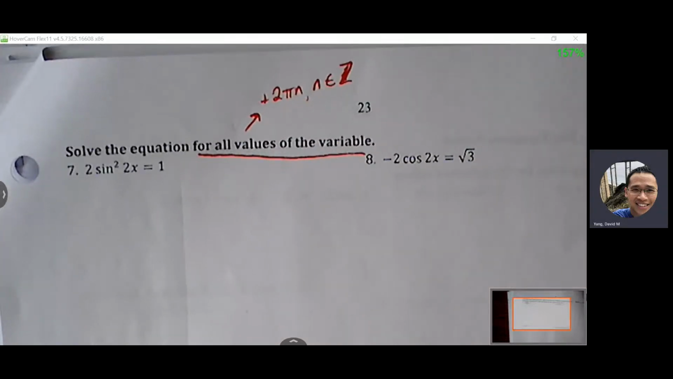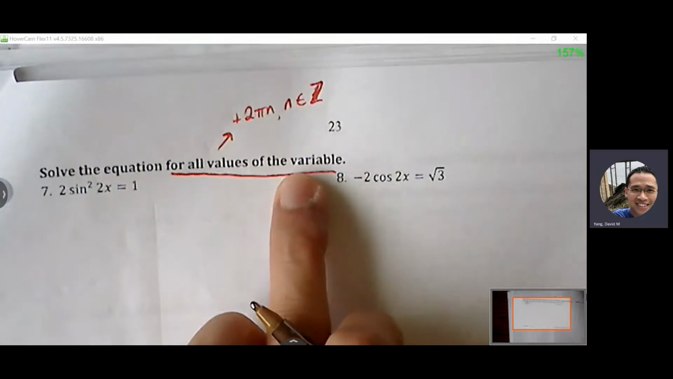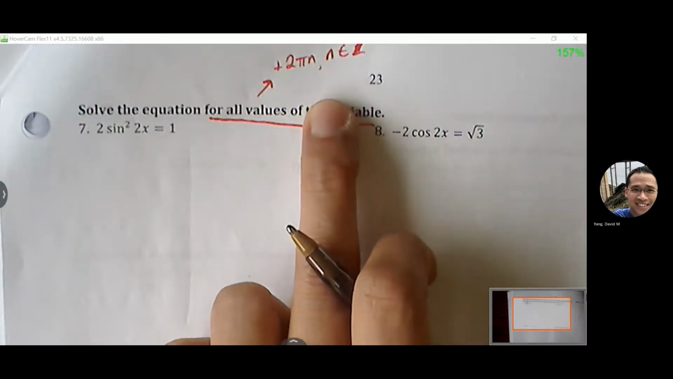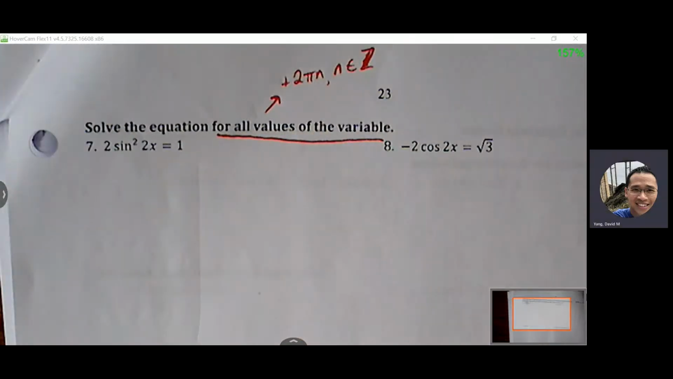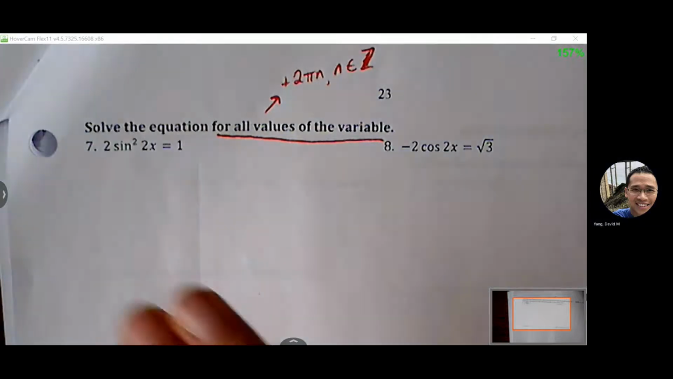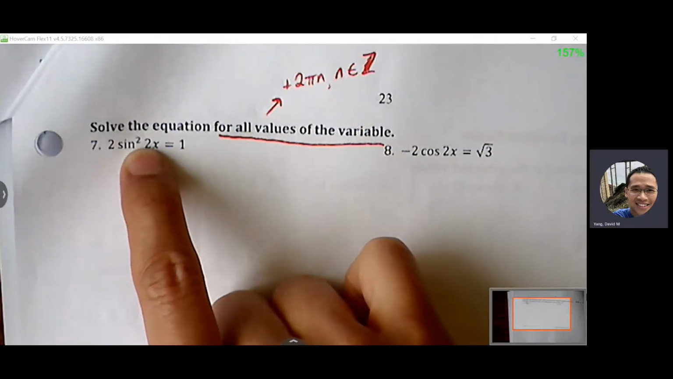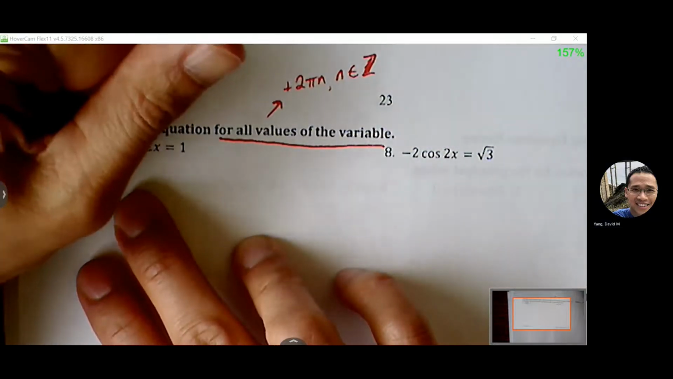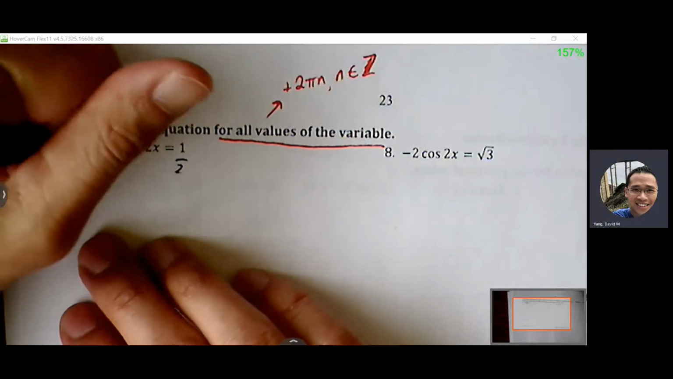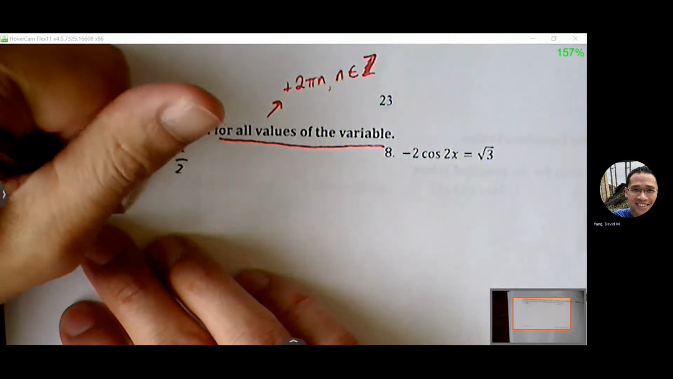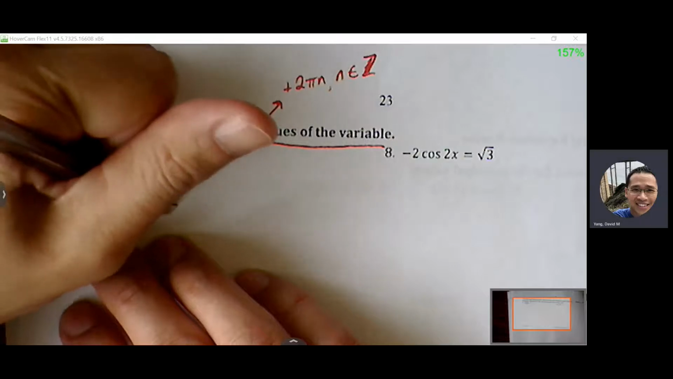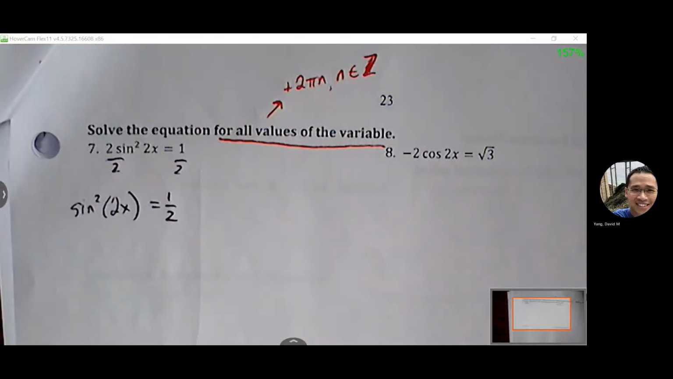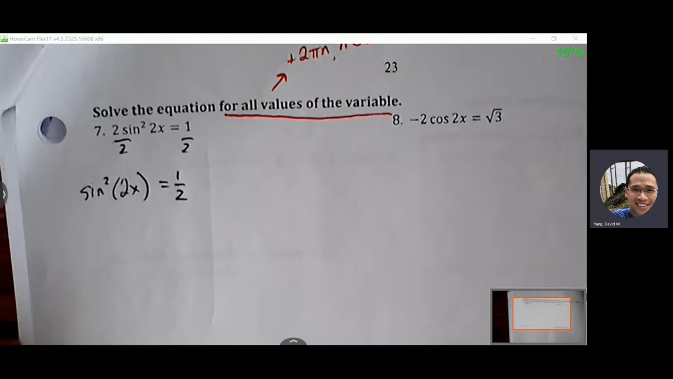All right, so number 7 through 12, these have no boundaries for the values, so we have to include plus 2 pi n. Okay. So I'm not going to rely on double angle identity. I'm going to just try to get 2x by itself. So 5 by 2. Take the square root first.